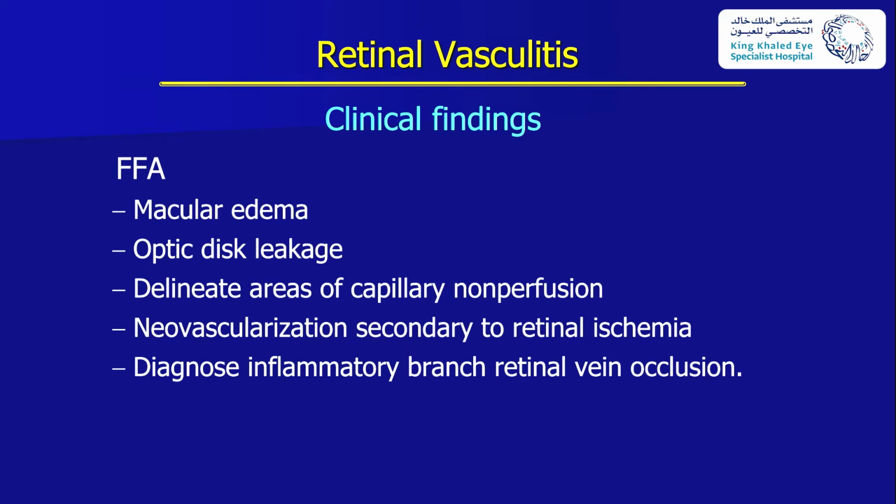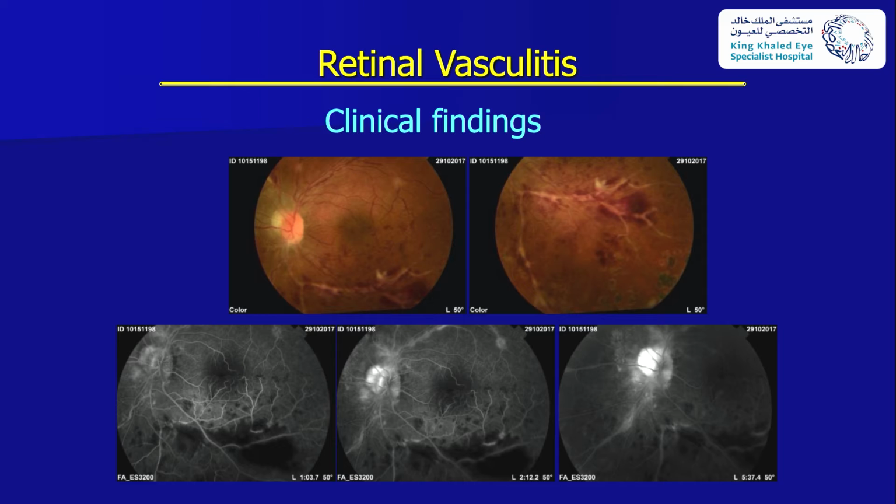Because if the vasculitis is occlusive, in addition to medical treatment, you need to apply scatter laser photocoagulation to the ischemic retina to reduce the risk of neovascularization and vitreous hemorrhage. It will help you also to show neovascularization and retinal ischemia. And it can support the diagnosis of inflammatory branch retinal vein occlusion that we shall discuss later. Examples. So this is a patient, do you agree that this is vascular sheathing?